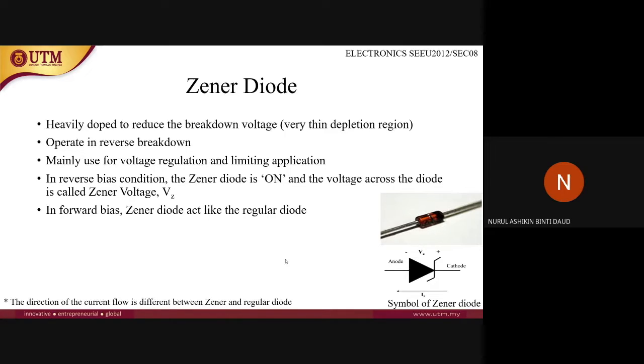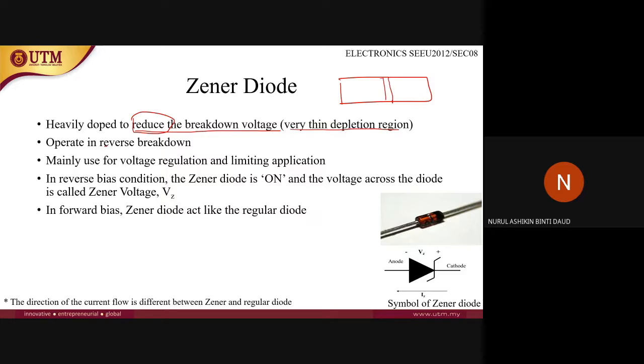So that's all for the voltage regulator. Next we're going to look at the Zener diode. So what is a Zener diode actually? A Zener diode is a heavily doped diode to reduce the breakdown voltage, and it has a very thin depletion region. The depletion region is very, very small, very narrow. The amount of doping for a Zener diode is very high because it is meant to reduce the breakdown voltage.